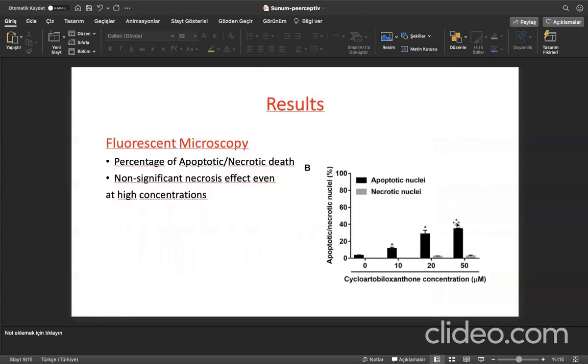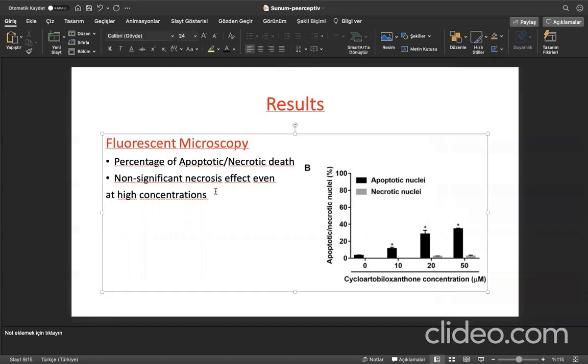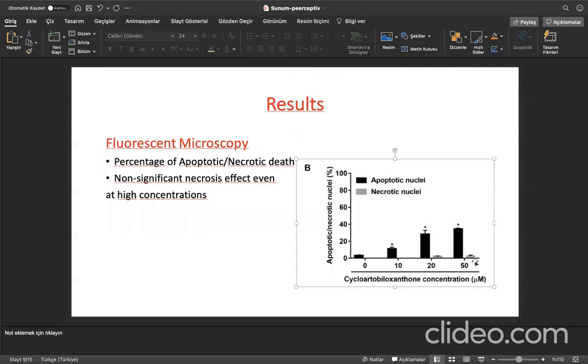So they also measured the apoptotic to necrotic nuclei ratio, and as the concentration of cycloartobiloxanthone increased, apoptotic to necrotic nuclei ratio increased dramatically. So even at high concentration, cycloartobiloxanthone has little necrotic nuclei, and we can neglect that. So almost certainly we can say that Cycloartobiloxanthone induces apoptotic cell death.